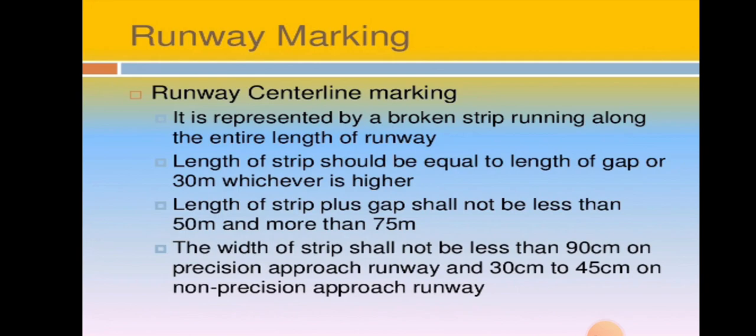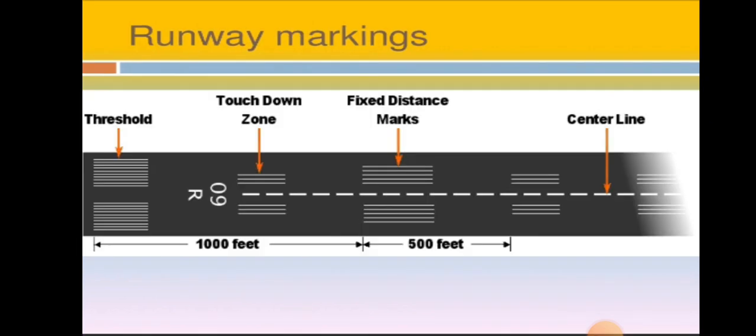Length of the strip should be equal to the length of the gap or 30 meter, whichever is higher. Length of the strip plus gap shall not be less than 50 meter and not more than 75 meter. The width of the strip should not be less than 90 centimeter on precision approach runway and 30 centimeter to 45 centimeter on non-precision approach runway. Here you can see the runway markings.